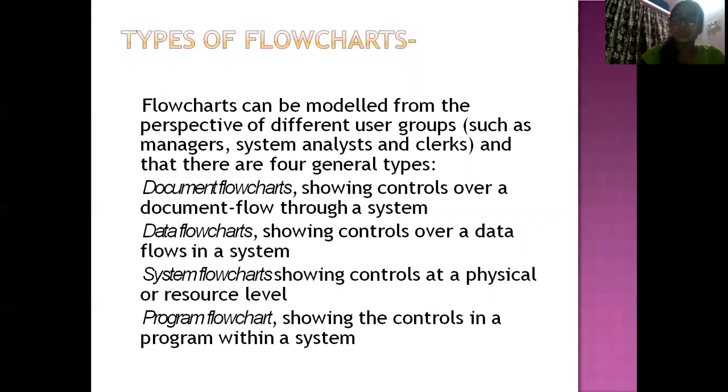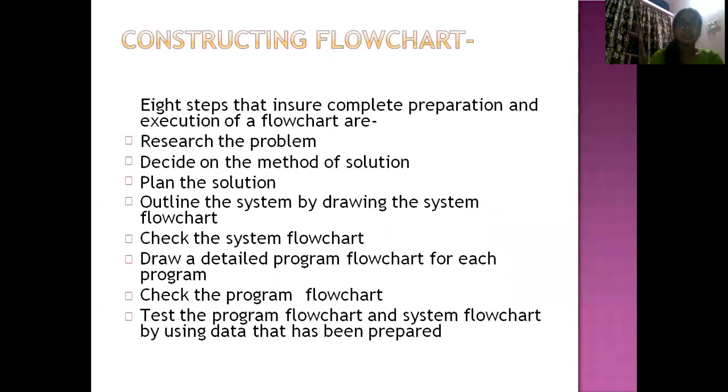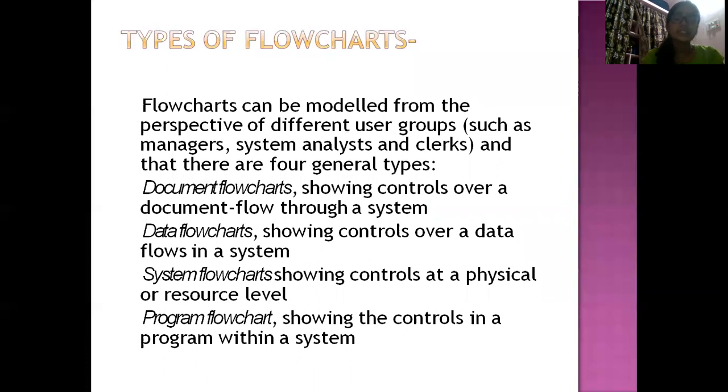There are many types of flowcharts. Flowcharts can be modeled from the perspective of different user groups, such as managers, system analysts, and clerks. There are four general types: document flowcharts, showing control over a document's flow through a system. Next is data flowcharts, showing controls over data flows in a system. Next, system flowcharts, showing control at a physical or resource level. And the program flowchart, showing the controls in a program within a system.